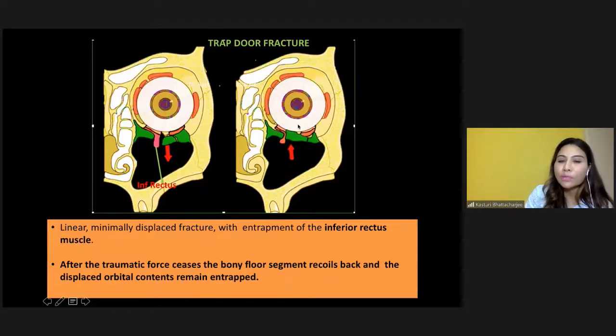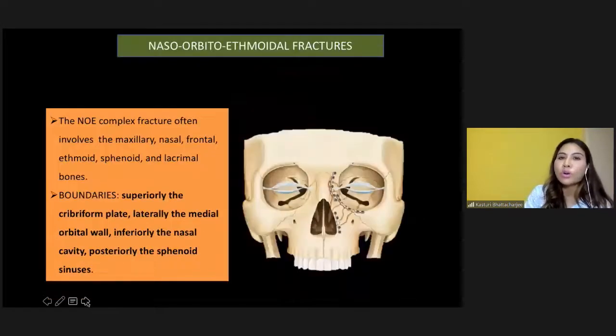The trauma force ceases, and this bony floor segment recoils back. So the bone comes back to the normal position, but not the muscle. This muscle remains entrapped, and this muscle leads to the oculocardiac reflex. The patient might have bradycardia and other systemic problems. You need to operate on them early.